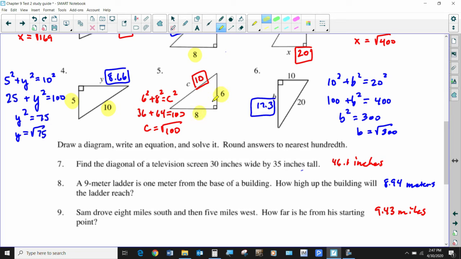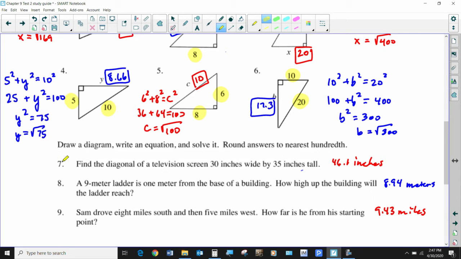Here are two legs. A squared plus b squared is going to equal c squared. Well, 36 and 64 make 100. What's the square root of 100? This has to be 10. And here you've got a leg and the hypotenuse. So 20 squared minus 10 squared will give you this. 400 minus 100 is 300. Square root of 300 is about 17.3.